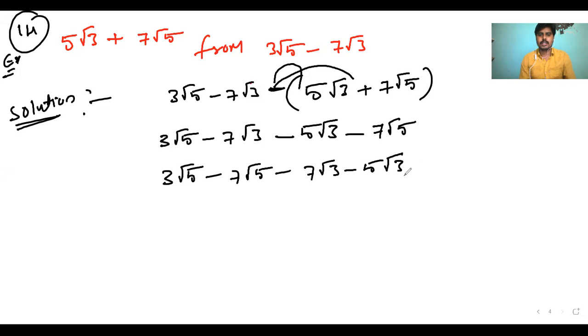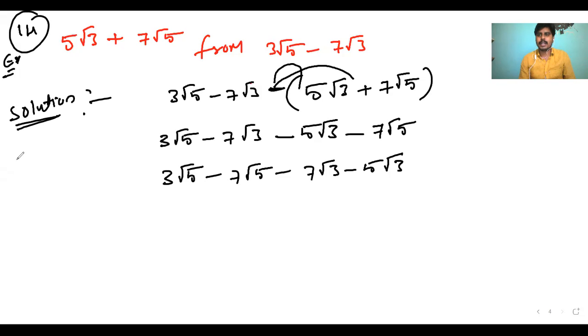Just like terms, right? I'm writing root 5 terms on one side and root 3 terms on one side. Check it once, please. 3 root 5 and minus 7 root 5. Minus 7 root 3 minus 5 root 3. Okay, is it clear? Any doubts? Have I made any mistake here? No mistakes, right? Okay, thank you. So here it is.